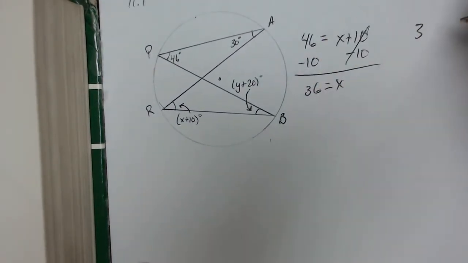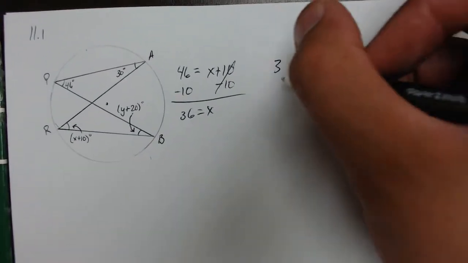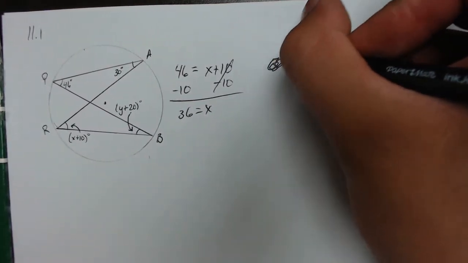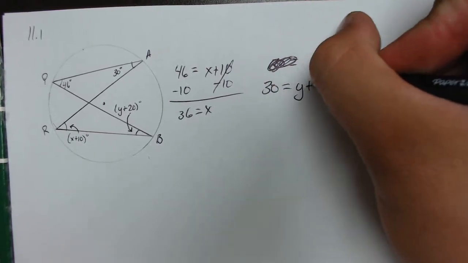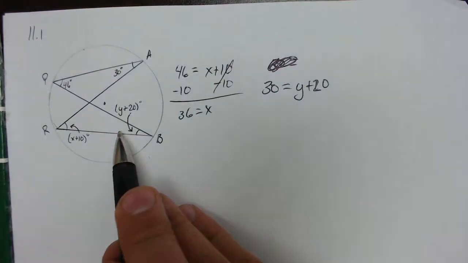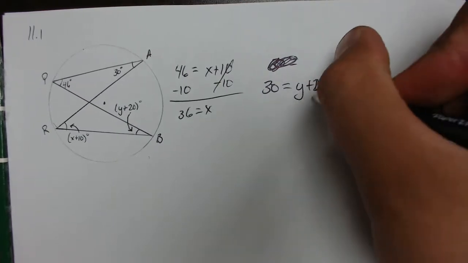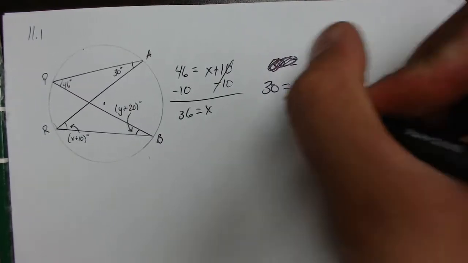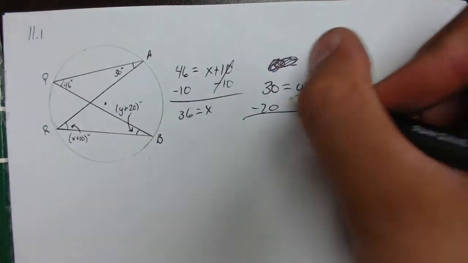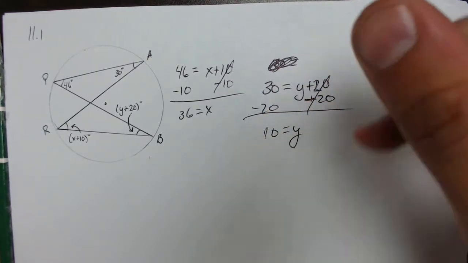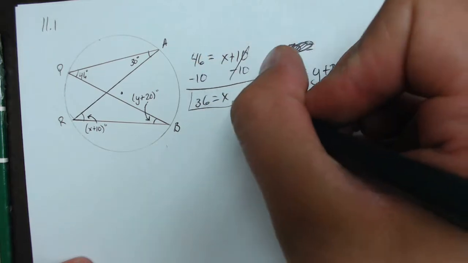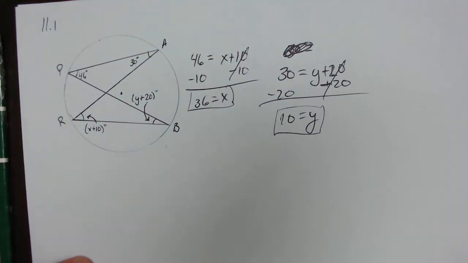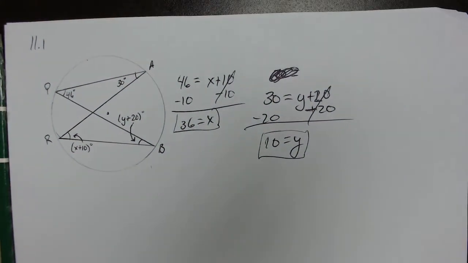We'll say that 30, that's an ugly 30, let's start over. Say 30 equals y plus 20, right there. Subtract 20 from each side, and then we get 10 equals y. So our values, x equals 36 and y equals 10. Next problem.